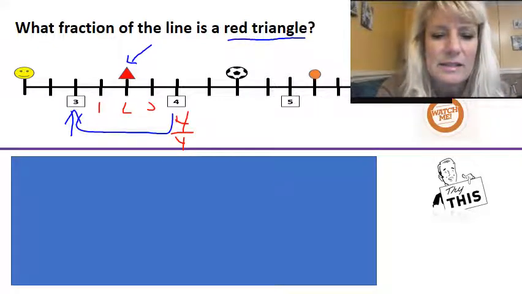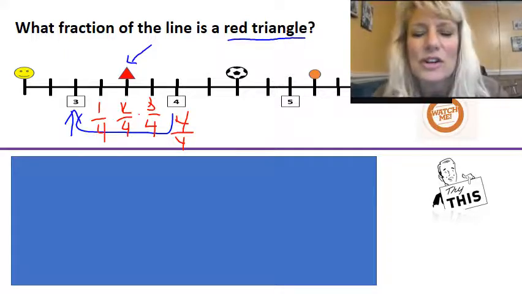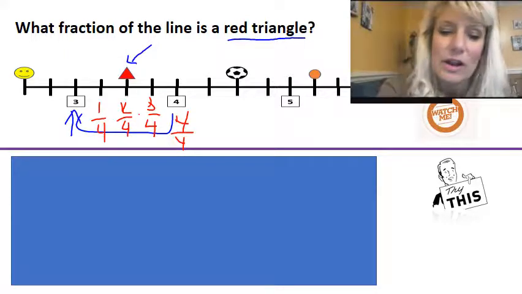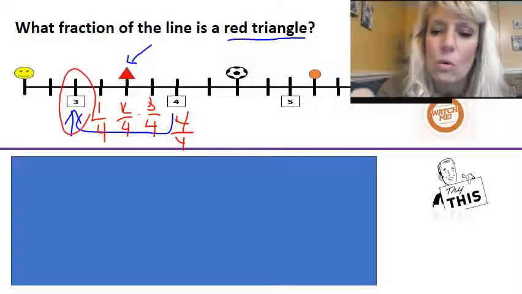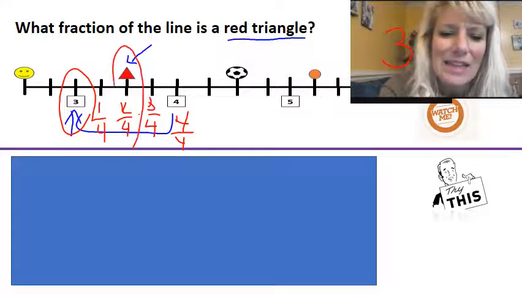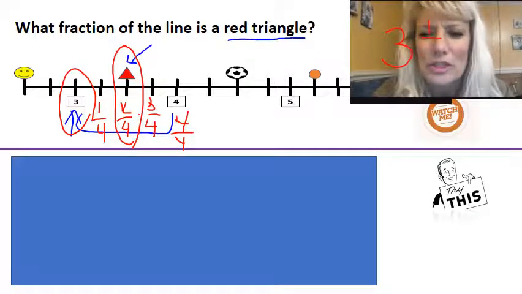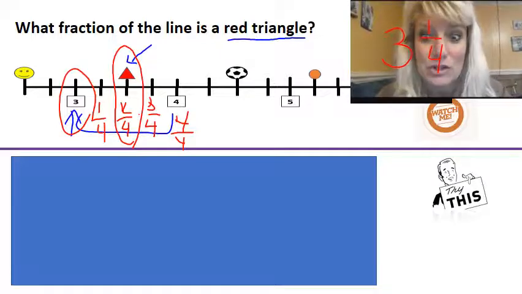All right, this is also 4. That's 3/4. This is 2/4. And this is 1/4. Now, I'm trying to figure out what the red triangle is. So I already see that it's 3 wholes. So I know it's 3 wholes. And now I'm going to add that extra part of the fraction on, which is 1/4. So I have 3 wholes and 1/4 is my triangle.